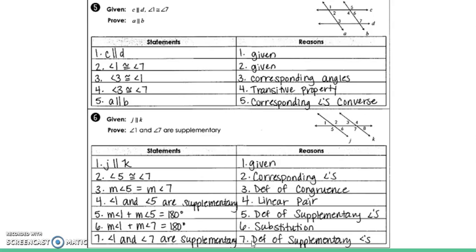So I know it seems like a lot to write it all out. Of course, if angle 5 is congruent to angle 7, then the measure of angle 5 is going to be equal to the measure of angle 7, and it seems redundant to write that, but step 3 is what allows us to make this replacement between step 5 and step 6.